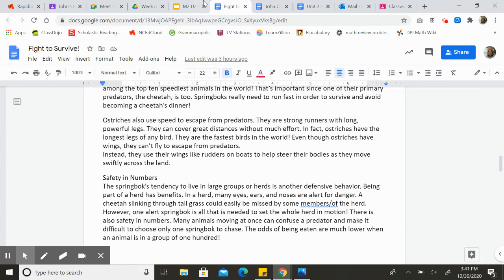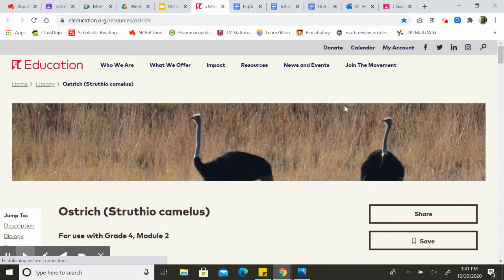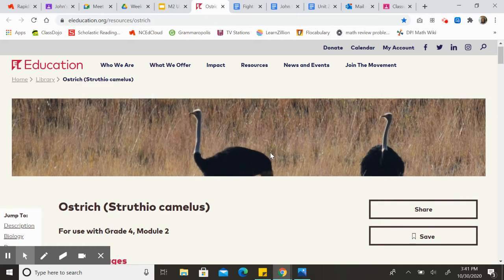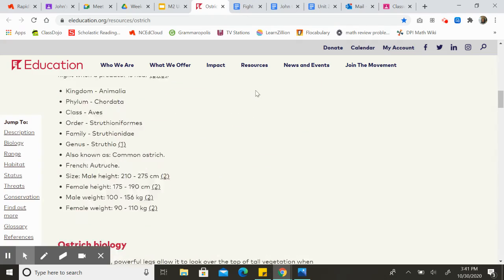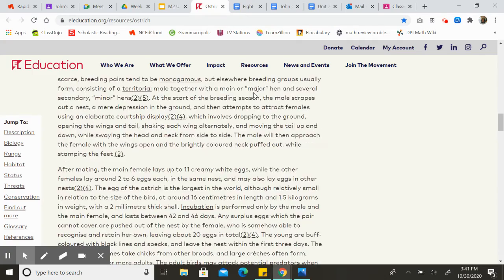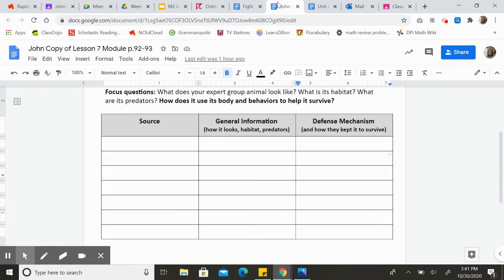After you're done with that, come back to your slides and you're going to use this website that we used before to research the ostrich. You're going to look for things that you didn't have, probably more general information. What does it look like? Where can you find it? What's its habitat? Things like that, okay? And you're going to, again, fill that in your chart. Your source would be the ostrich website, and then you would put your general information or your defense mechanisms.